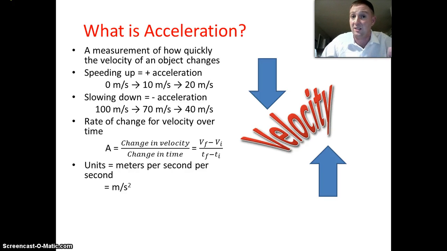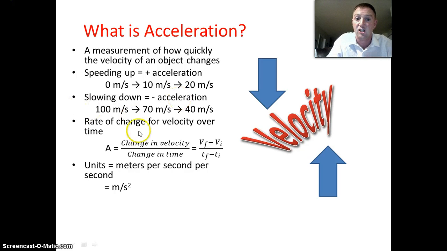Right? If it speeds up, it's positive. So you can go 0 meters a second, 10 meters a second, 20 meters a second. I'm getting faster. I'm accelerating. Or I can slow down. 100 meters a second to 70 meters a second to 40 meters a second. That's a negative acceleration. Okay? Because I'm changing my velocity in a negative way. It's getting smaller and smaller and smaller.